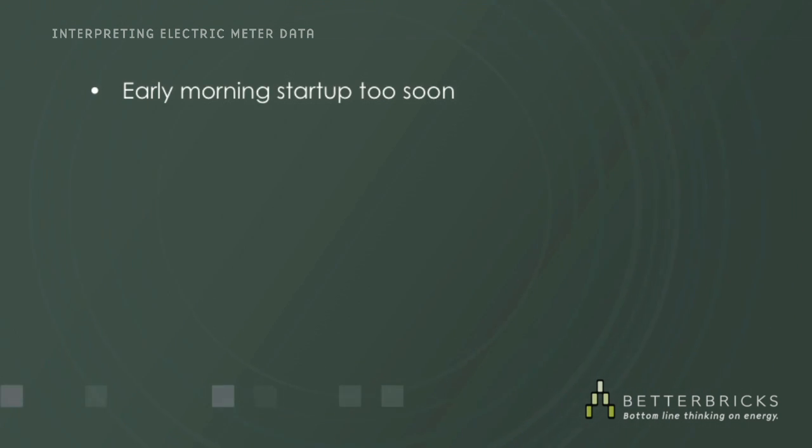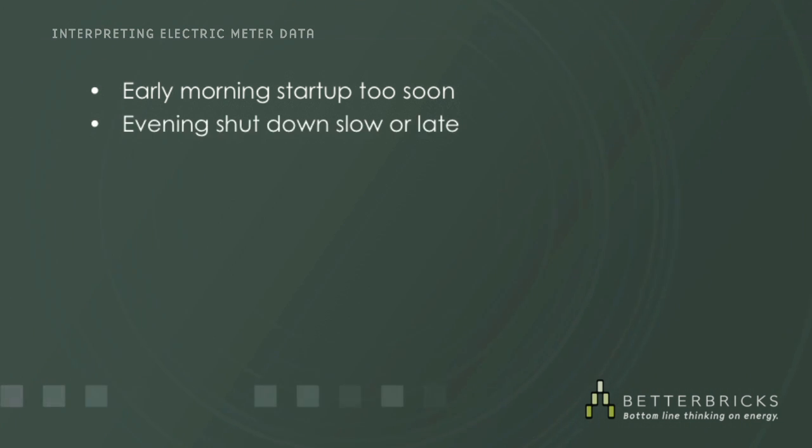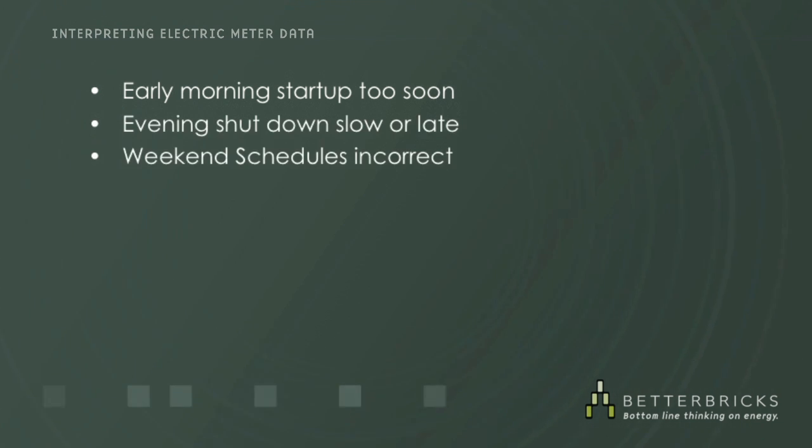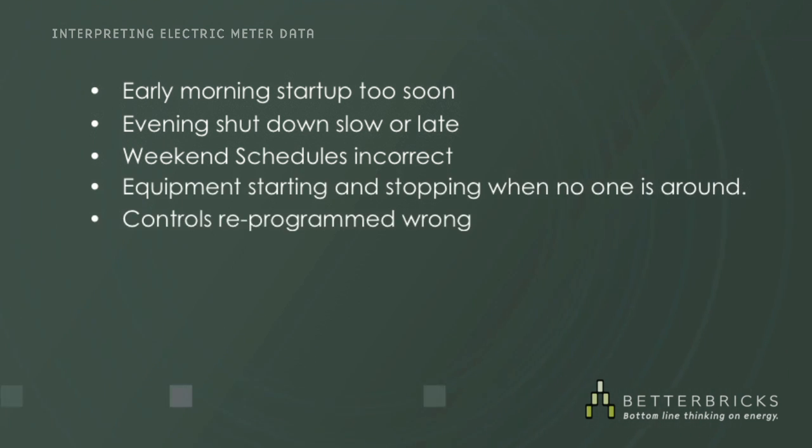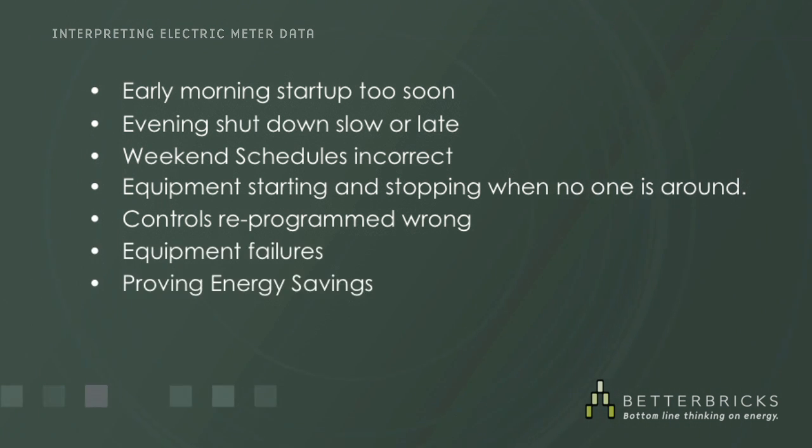Some of the typical problems that you can identify by looking at your interval data is finding that you have early morning startup is too soon, your evening shutdown is slow or late, maybe that your weekend schedules are incorrect, or you find out that equipment is starting and stopping when no one's around. You can also find out when controls are reprogrammed wrong. You can detect equipment failures, but also you can prove some energy savings. Let's take a look at some typical problems.